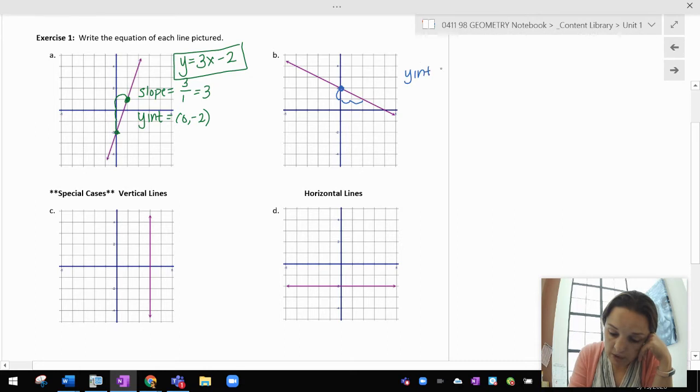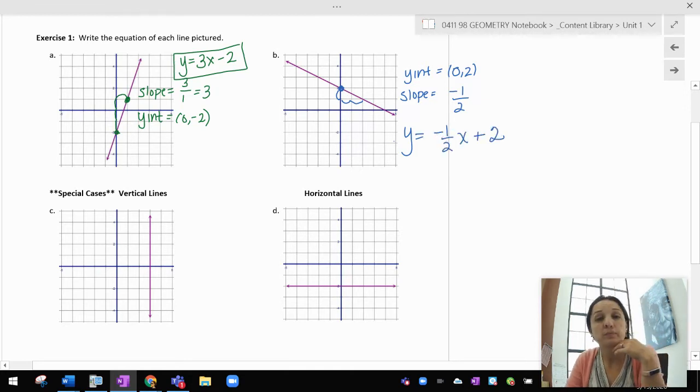So my y-intercept is (0, 2). My slope is down 1, right 2, so negative 1/2. So the equation of the line is y equals negative 1/2 x plus 2.